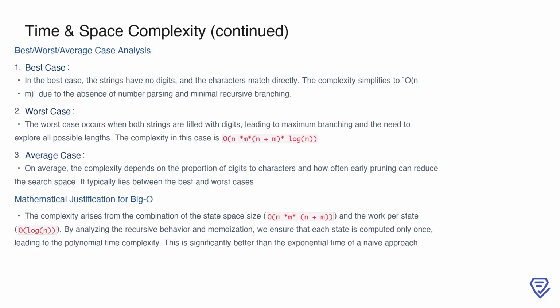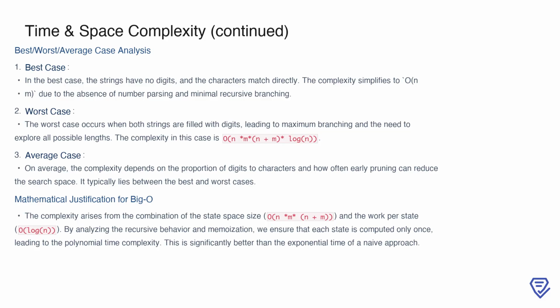Finally, let's break down the best, worst, and average case scenarios. In the best case, the strings contain no digits, and all characters match directly. This eliminates the need for number parsing and significantly reduces recursive branching, resulting in a complexity of O(n * m). The worst case occurs when both strings are filled with digits, leading to maximum branching and the need to explore all possible string lengths. In this scenario, the complexity is O(n * m * (n + m) * log n).